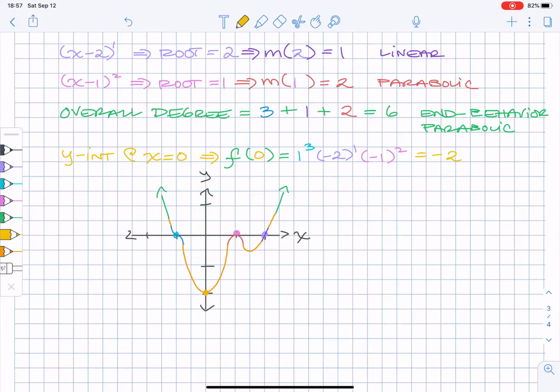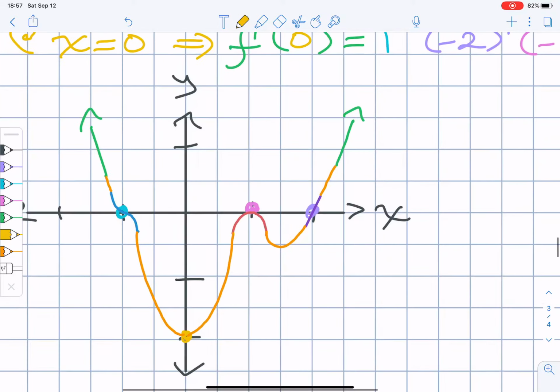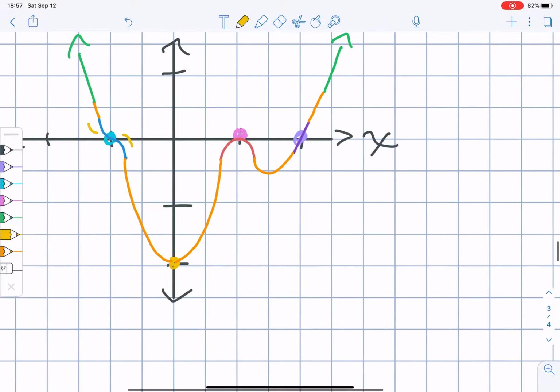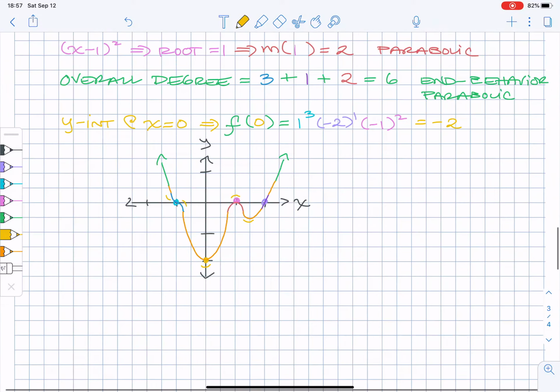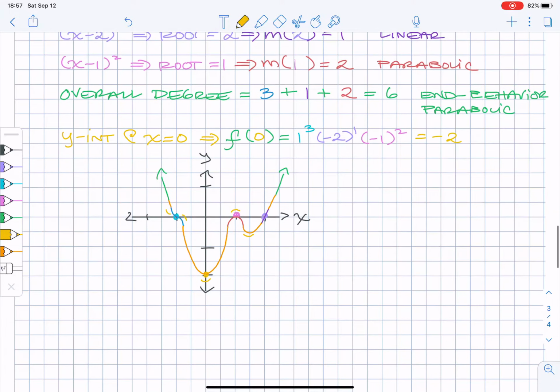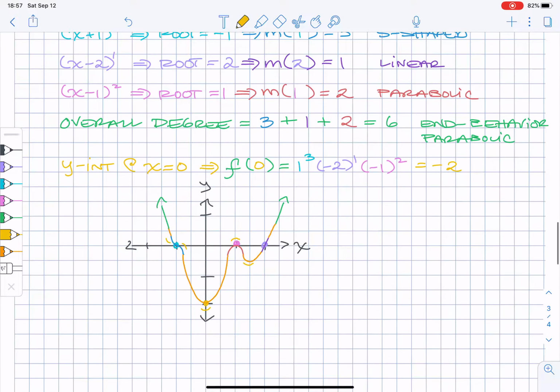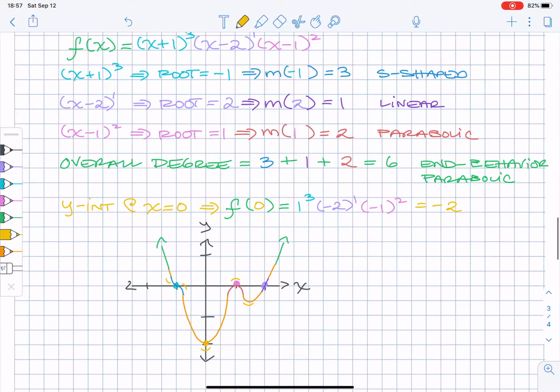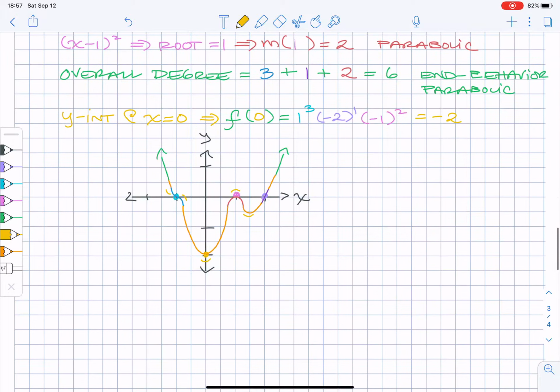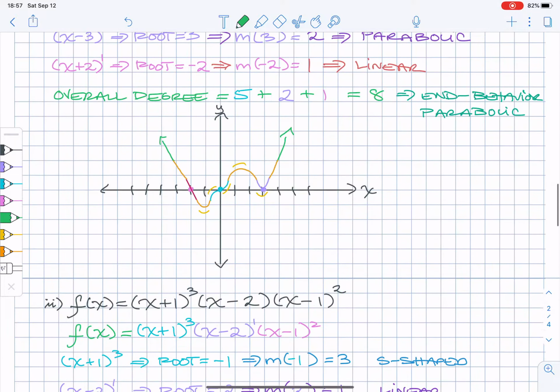Let's, for fun, see how many turning points there were. 1, 2, 3, 4, 5. So there were 5 turning points. So this is a polynomial of at least degree 6. And yes, it is a degree 6 polynomial. I forgot to label this as f of x, so let's make sure I labeled this one as f of x.